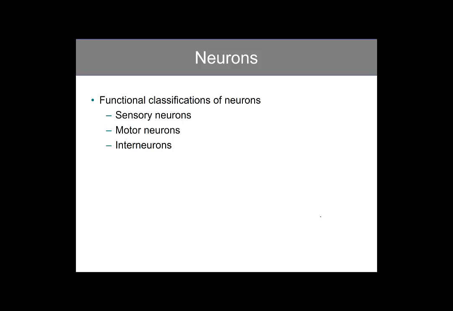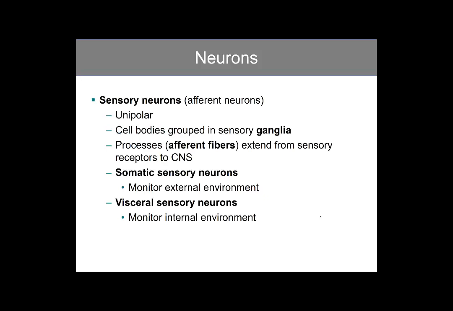Neurons can be functionally classified into three classes: sensory, motor, and interneurons. Sensory neurons are afferent neurons, so they're carrying information to the central nervous system, the brain and the spinal cord. They're unipolar. The cell bodies are grouped in sensory collections called ganglia, and their afferent fibers extend from the sensory receptors to the central nervous system.